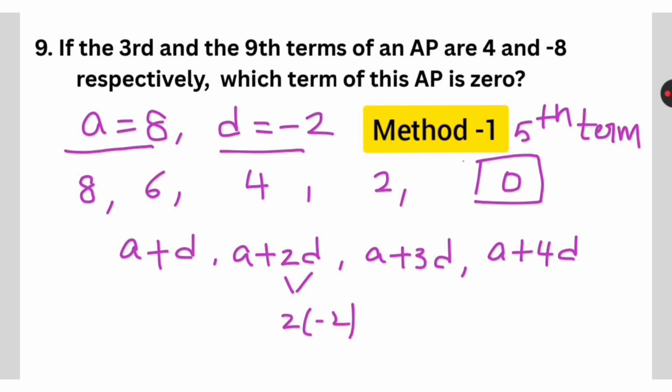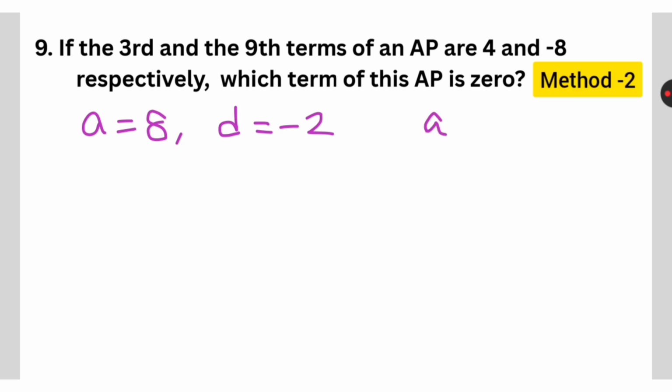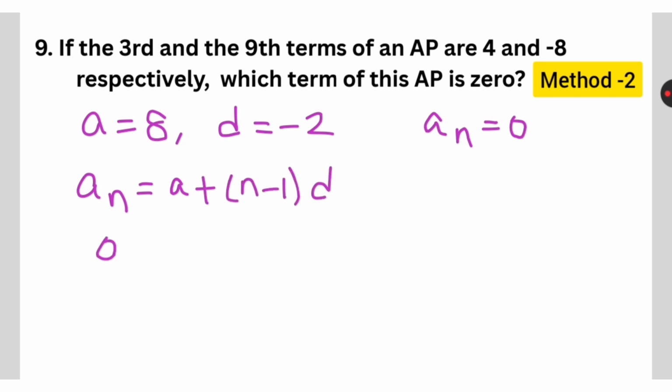Now I will show method 2. The method 2 is, here what they are saying, which term of this arithmetic progression is 0. That means definitely in this arithmetic progression, one term is going to be 0. We have to find out which term this is. That's why here you have to consider an as 0. Then what is the an formula? The an formula is a plus n minus 1 into d. So here we are considering an as 0. That is equal to, first term is 8 plus n minus 1 into d. The common difference is minus 2.